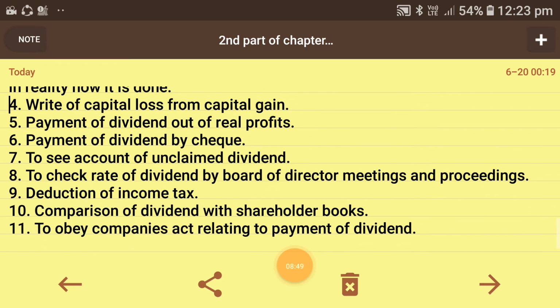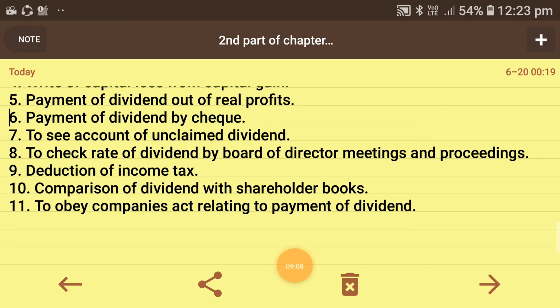Next is deduction of income tax. Tax at source is deducted by the company and the amount of tax is deposited in the government account, or we can say in the tax department. Whether it is done or not is seen by the auditor, and the auditor also checks whether the deposits are made in the individual person's name or not.